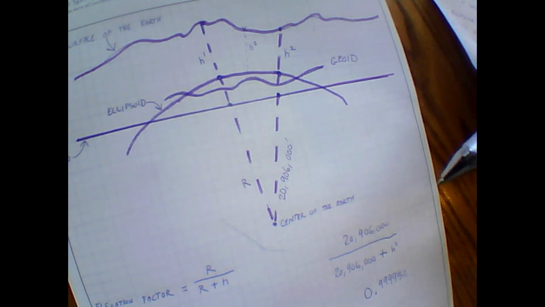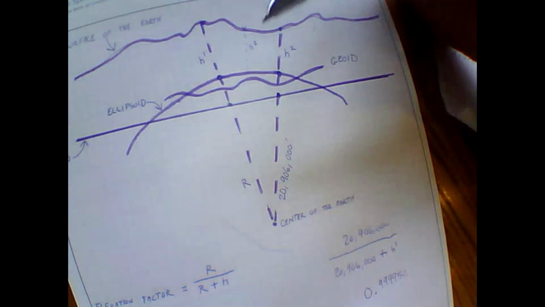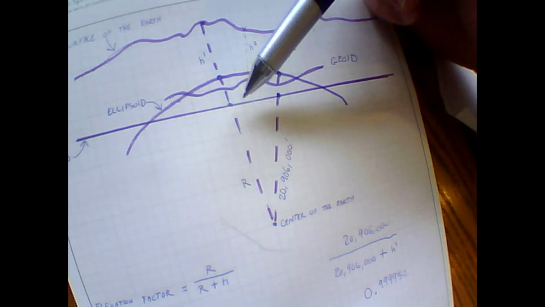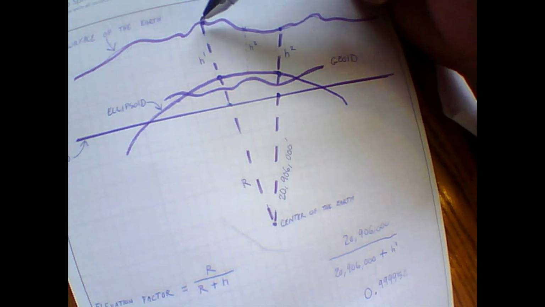So once you have your combined scale factor, you're going to divide it into 1. So 1 divided by your combined scale factor is going to give you the scale factor you need. It's going to be 1.00035 to get from your grid to your ground.